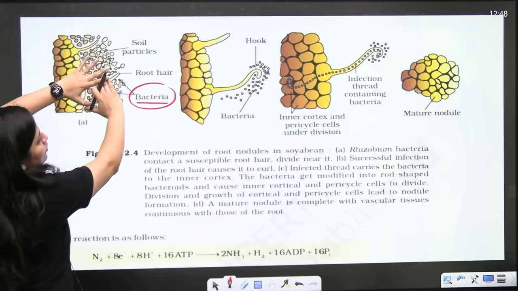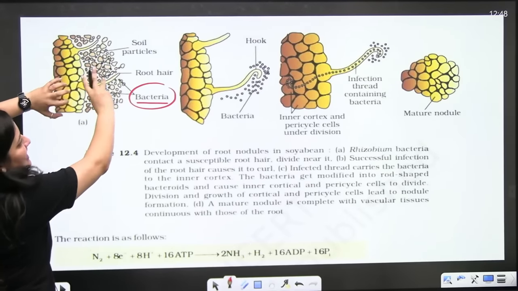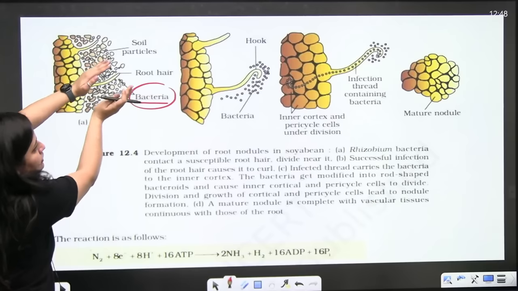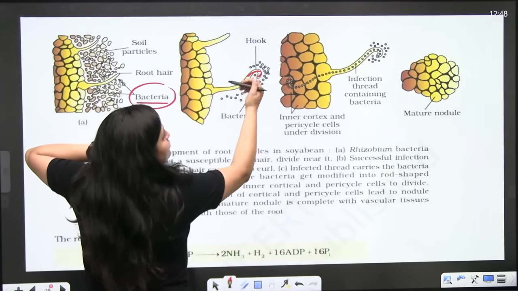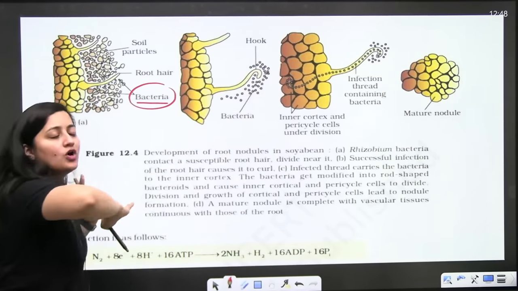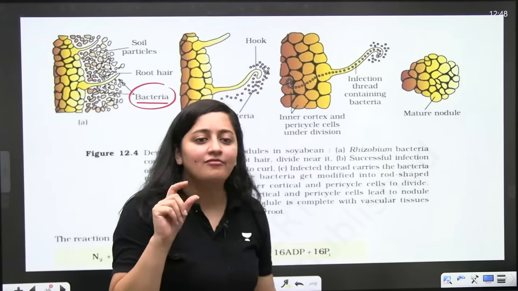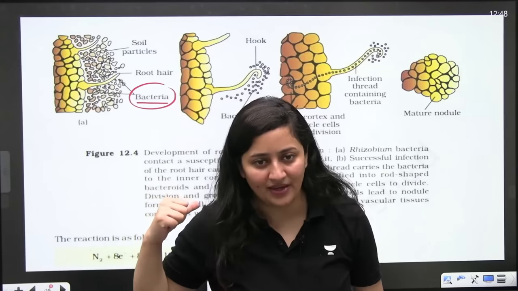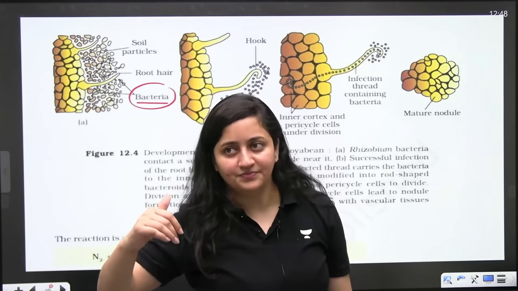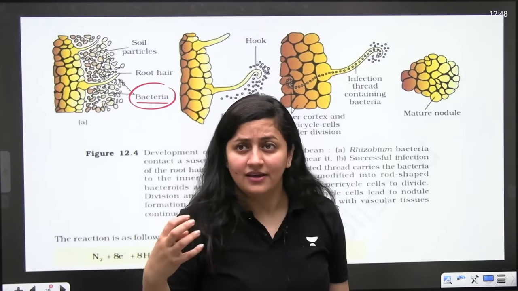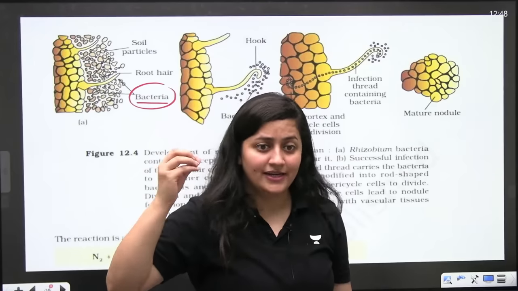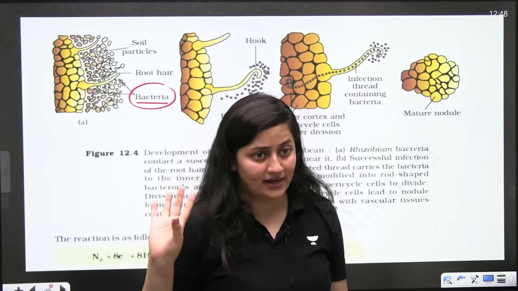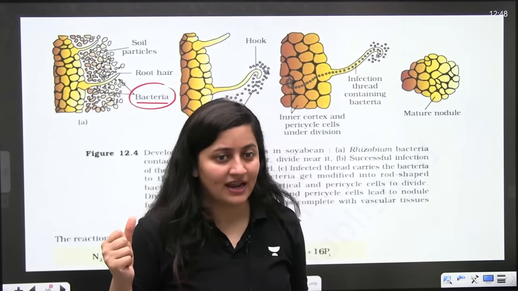So basically the root is going to release some chemicals. Those chemicals are going to attract the bacteria. And slowly, slowly, these root hairs are going to form a hook around these bacteria. Why am I saying that it looks like a kidnapping scene? Let's say there is a small kid, and a person used to give chocolate to that kid daily. So, obviously, you will be attracted, right?